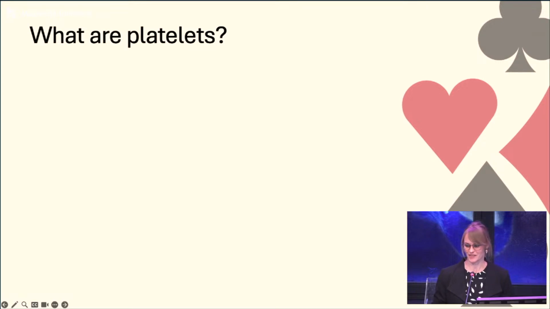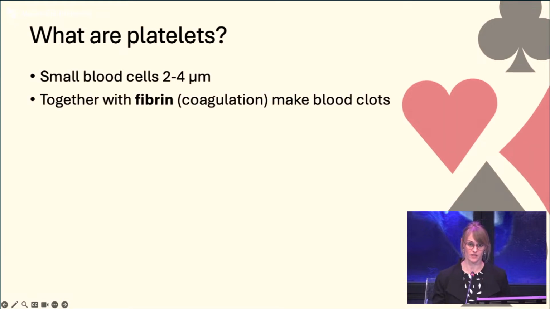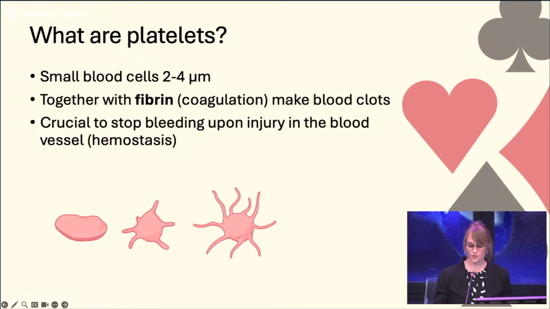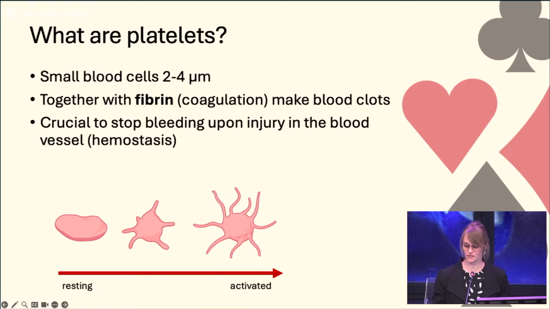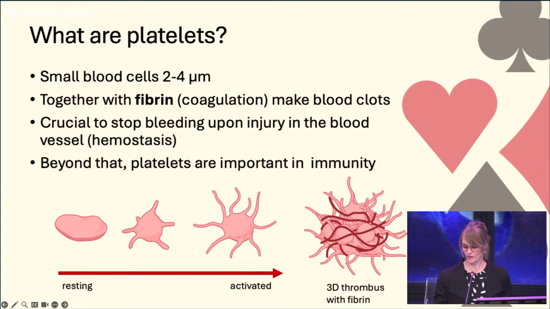I want to start by introducing platelets, one of my favorite types of cells. Platelets are the smallest blood cells, and together with the coagulation product fibrin, they form blood clots. This is crucial to stop bleeding upon a vessel injury, a process called hemostasis. In this process, they change their appearance from disc-like, resting, to activated, where they form long, tentacle-like protrusions, eventually resulting in a three-dimensional thrombus. Beyond hemostasis, platelets play an important role in immunity and wound healing as well.